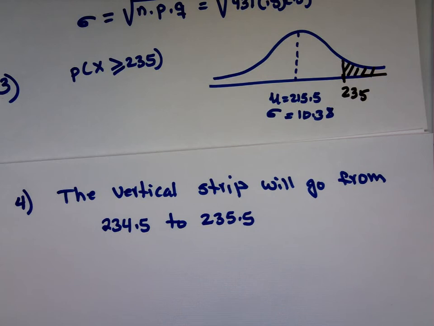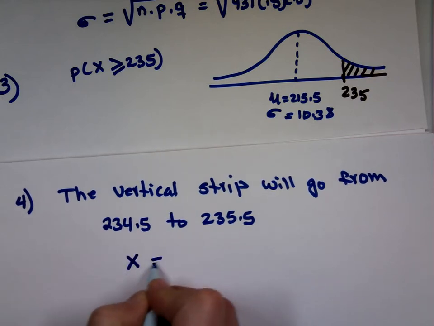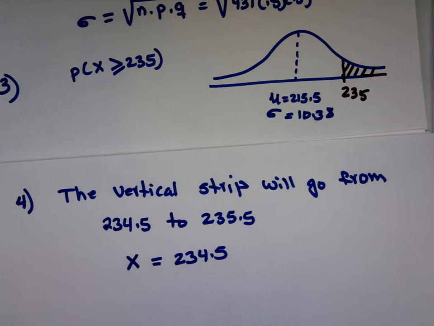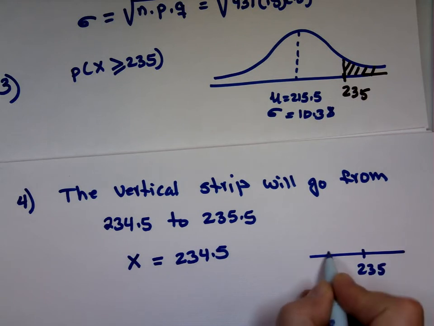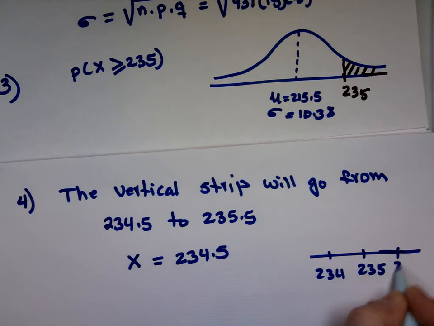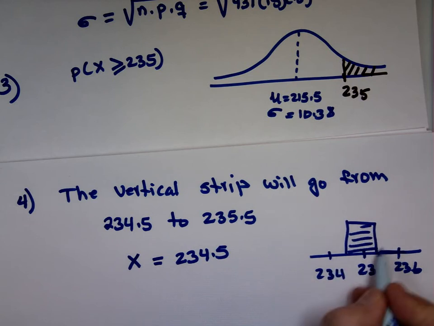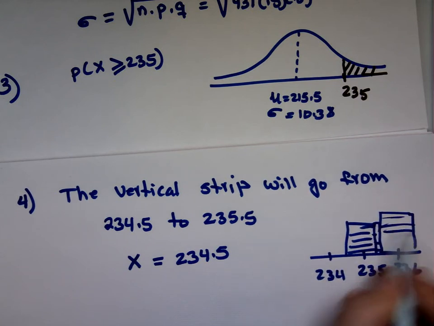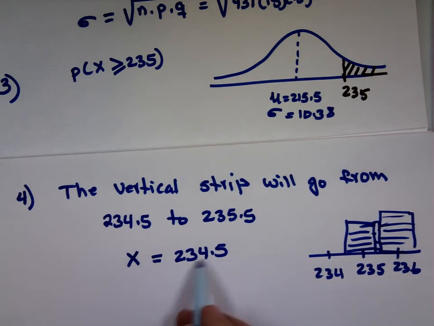Now, is that 235 included? Since it's included, I'm going to use the 234.5 for x, because I am including that piece. So again, this is the 235, with 234 and 236. The 235 starts here, and the 236 starts a little bit farther here. If you want 235 or higher, you better start from this point on. So x is actually 234.5.